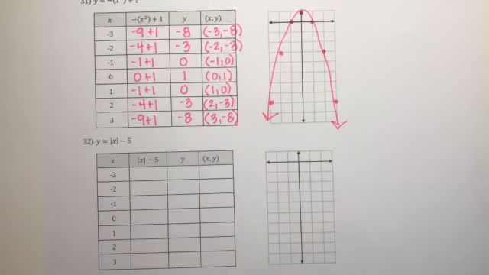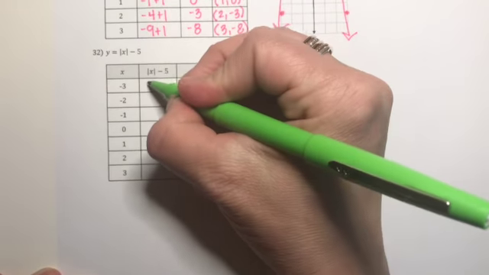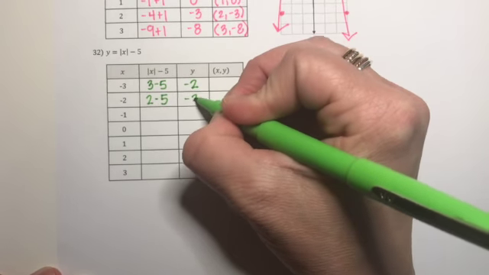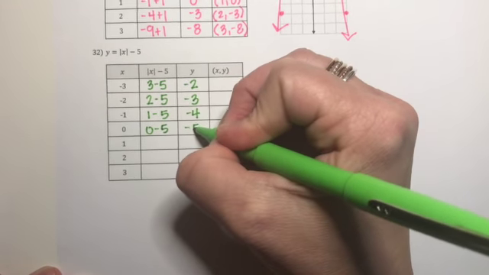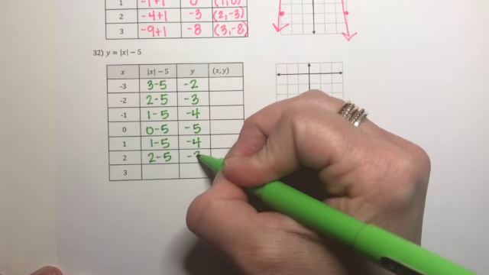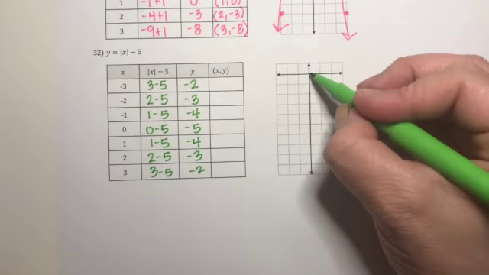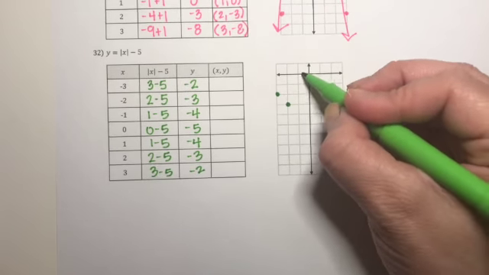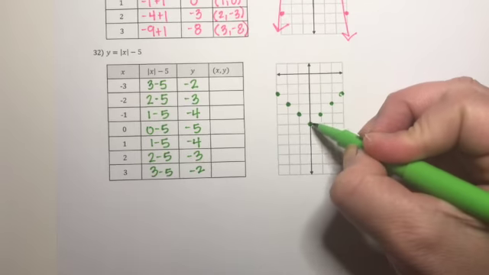Okay, and then the last one is an absolute value, so I know it's going to make a V shape. The absolute value of -3 is 3. 3 minus 5 is -2. 2 minus 5 is negative 3. 1 minus 5 is negative 4. 0 minus 5 is negative 5. 1 minus 5 is negative 4. 2 minus 5 is negative 3. 3 minus 5 is negative 2. And now I'm going to graph these. So I have negative 3, negative 2, negative 2, negative 3, negative 1, negative 4, 0, negative 5. And then it mirrors on the other side.